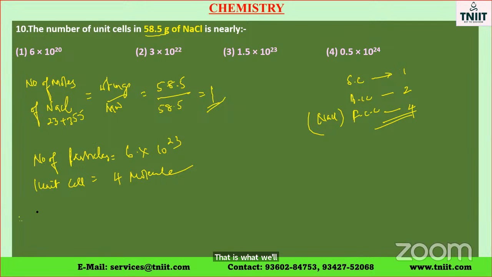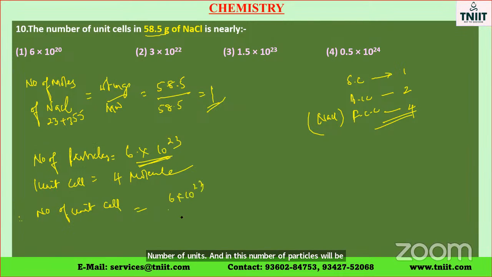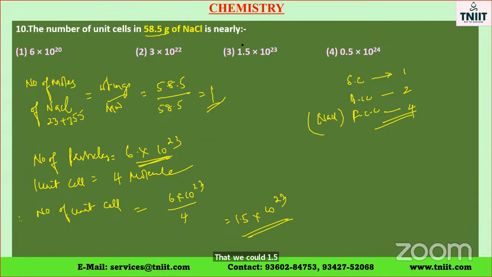Therefore, the number of unit cells in this, the number of particles will be 6 into 10 power 23 divided by 4. That will be equal to 1.5 into 10 to the power 23. So therefore, the answer for this question is option 3.